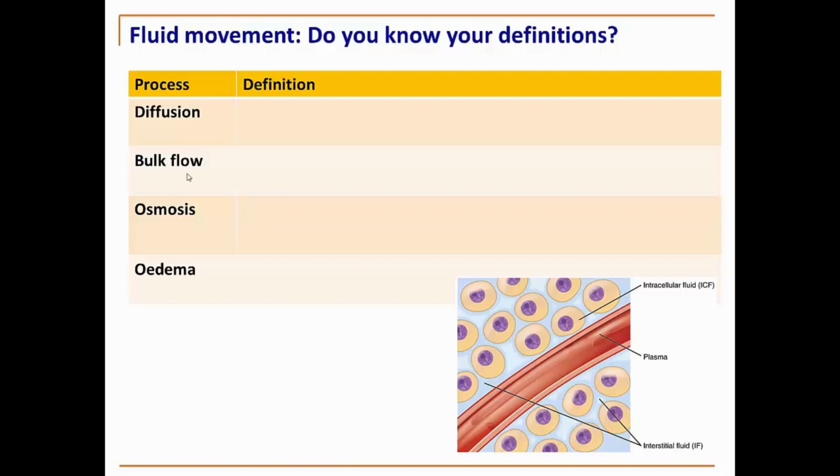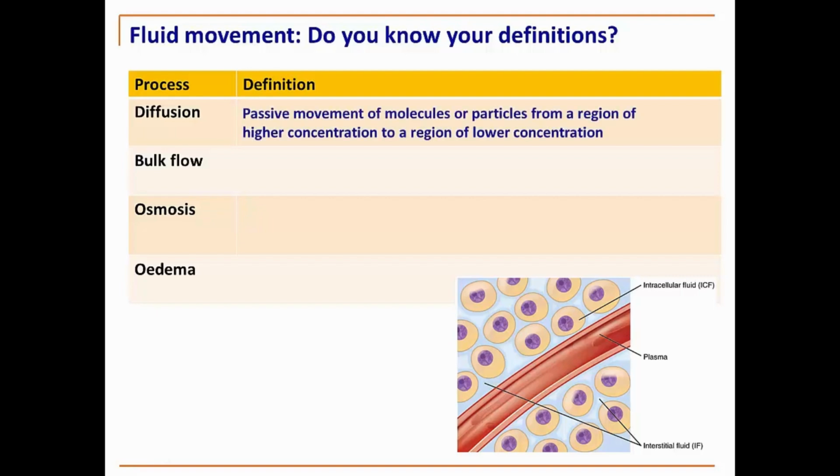So I'll just, again, press pause. Think about what each of these is. Give me a definition. Okay, so diffusion. We know what that was. That's the passive movement of molecules or particles from a region of higher concentration to a region of lower concentration. We did that earlier, so that's nice and easy.